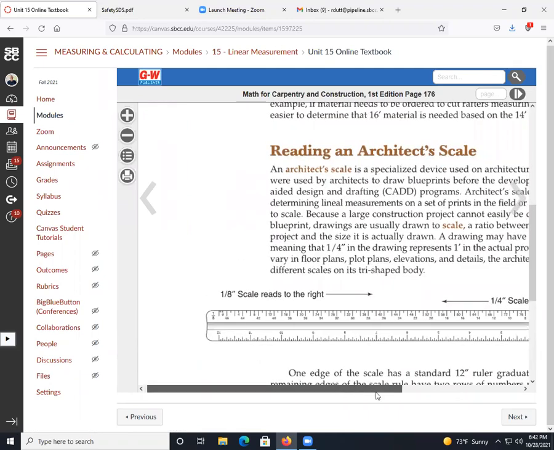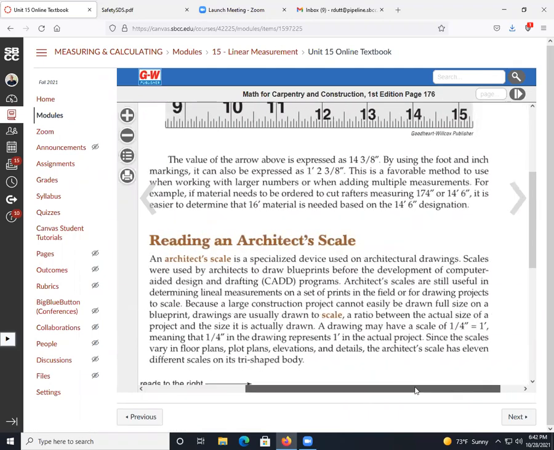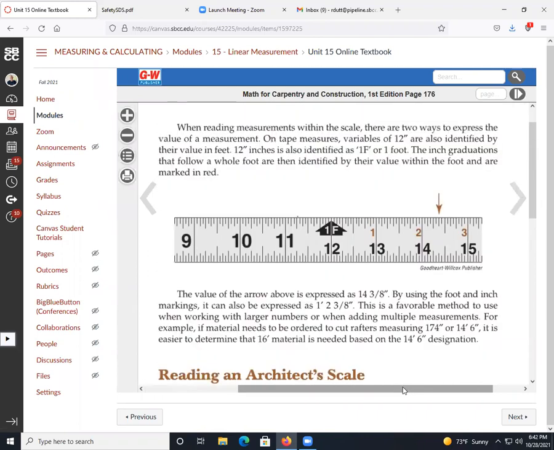Okay, so architectural scale. Who's got a white one on it? Everybody? Yeah.